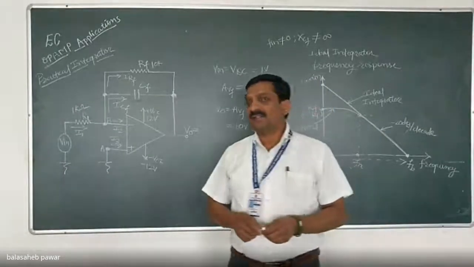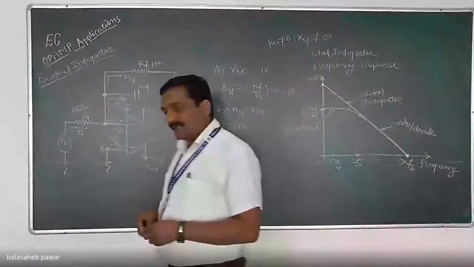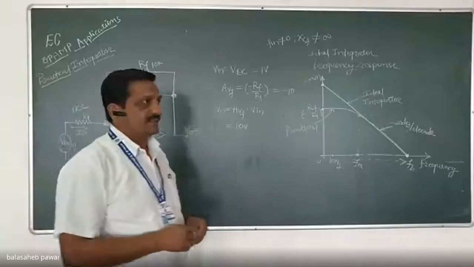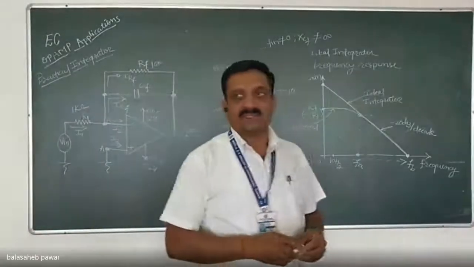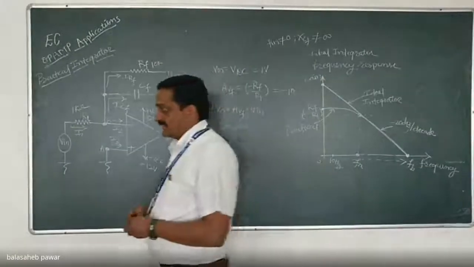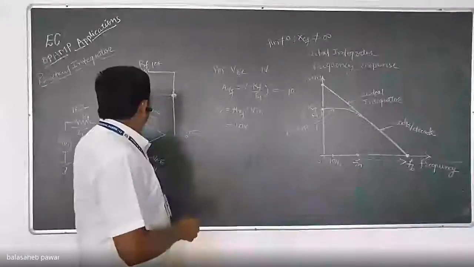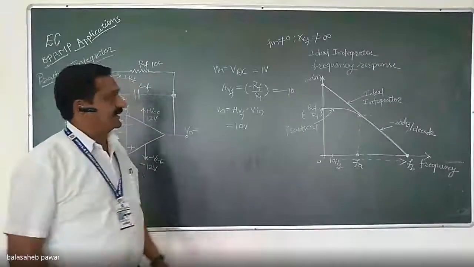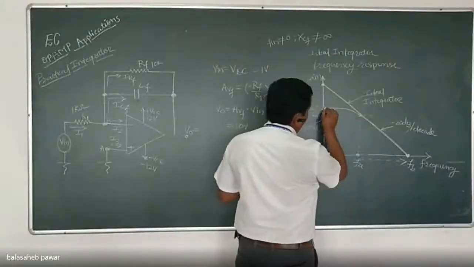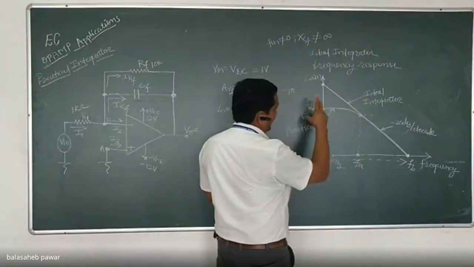In the practical integrator, we use one feedback resistor RF to limit the low frequency gain, or we can say DC gain. Otherwise, whenever the input signal frequency is very low, it becomes unstable. So to improve it, we preferred one feedback resistor, and accordingly in this frequency response I have shown, at low frequency the gain of the integrator gets decided by RF and R1.